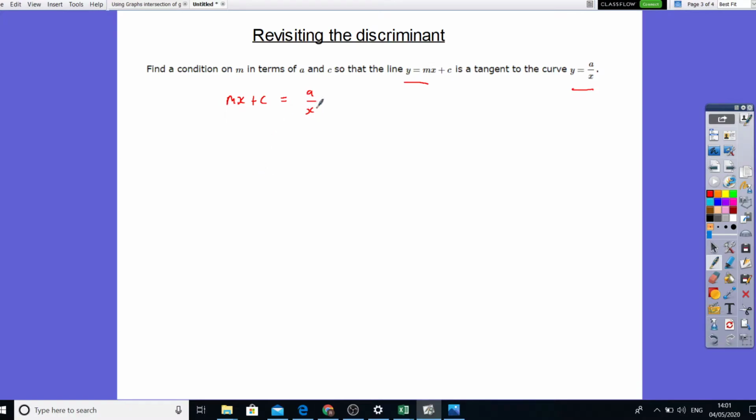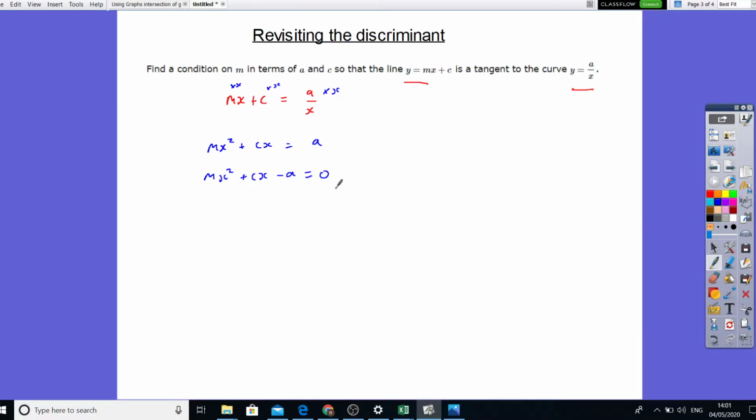I want to get rid of the fraction, always trying to get rid of the denominator. So we can just times everything by x. Times every element by x, and we end up with mx squared plus cx equals, and that x times this disappears, so it ends up with a. Now bring that all to one side, so we end up with mx squared plus cx minus a equals 0.